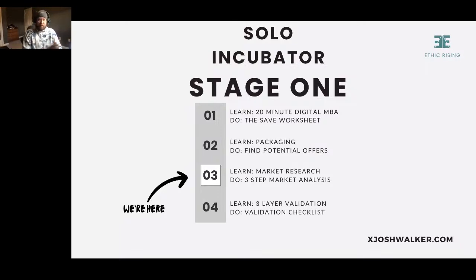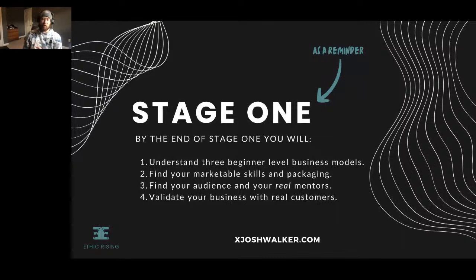As a reminder, by the end of stage 1 of the Solo Incubator, you're going to understand 4 beginner level business models. I need to change the slide. I said this last week. You're going to find your marketable skills and how to package those marketable skills. We talked about that last week, and we're going to hit on that a little bit more today. We're going to talk about how to find your audience and your real mentors, real actual people that you can follow along with. And we're going to validate your business with real customers. So exciting, we're almost to the end. 3 out of 4 weeks. It's nuts. Went really fast.